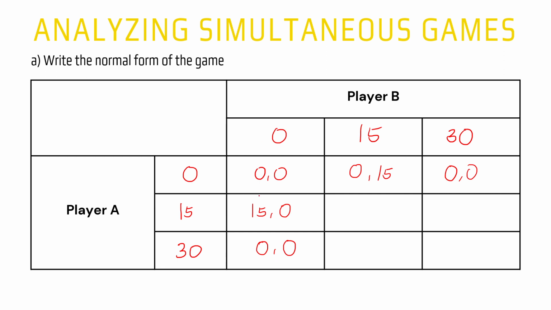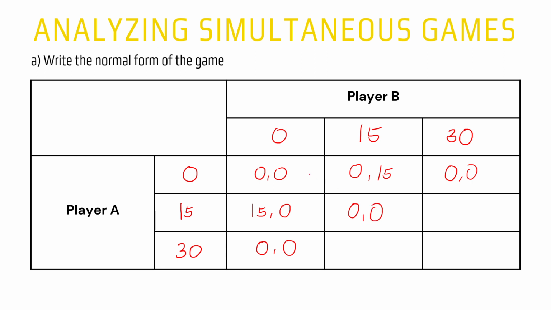Next, what if both players bought $15 tickets? Since the cost of the ticket is the same for both players, they will have to split the prize equally. Since the prize is $30, each player will get $15. However, since the cost of the ticket was $15, the net payoff for both players is 0.